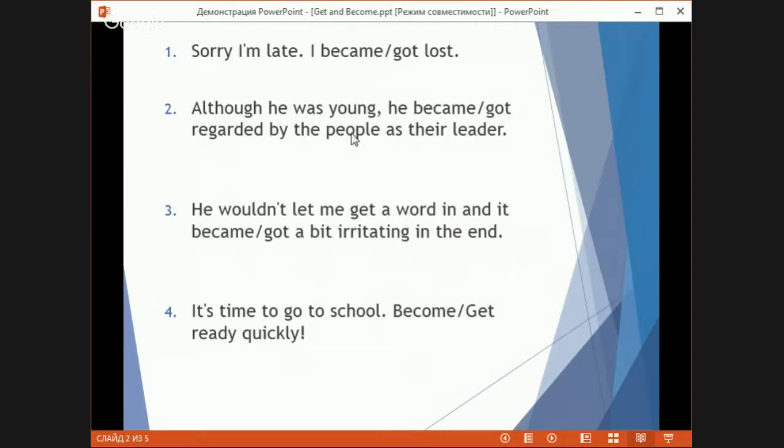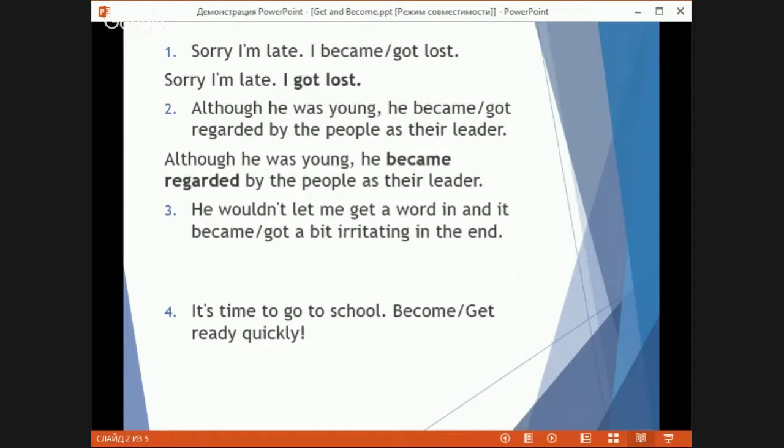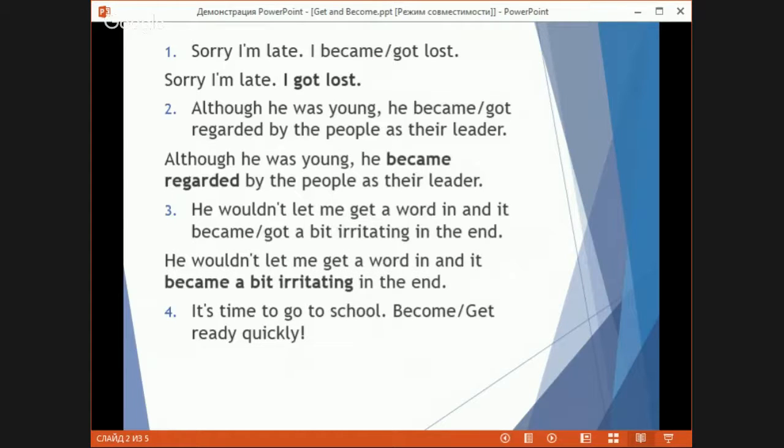So let's check the first one. Sorry, I'm late. I got lost. This is a very common phrase. Although he was young, he became regarded by the people as their leader. It's a more formal phrase, let's say. He wouldn't let me get a word in, and it became a bit irritating in the end.